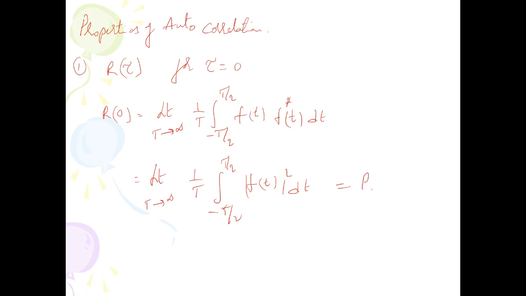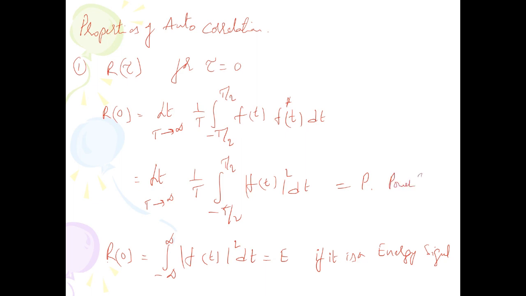Similarly, for energy signals, the autocorrelation function value at tau equal to 0 is nothing but the energy of the signal. That is, R of 0 is equal to the integral from minus infinity to plus infinity of mod f of t whole square dt, which is equal to E if it is an energy signal. Normally all periodic signals come under power signals and all aperiodic signals come under energy signals.